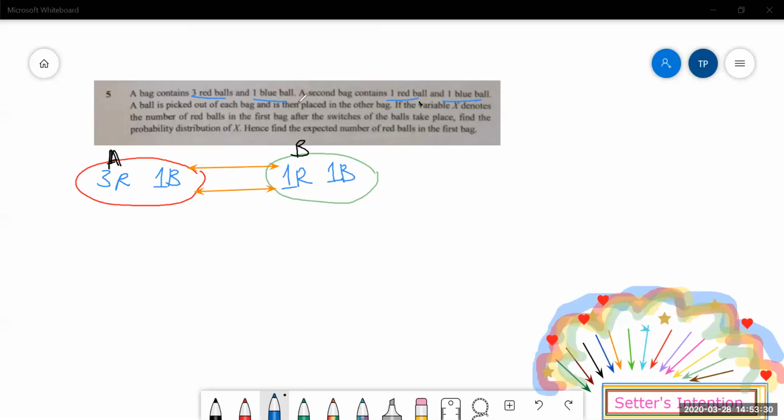What if you do the other way around? Like what if you take out from bag B first and then A? Good question. But let's continue reading the question first. If the variable X denotes the number of red balls in the first bag after the switch of the balls takes place in the first bag.